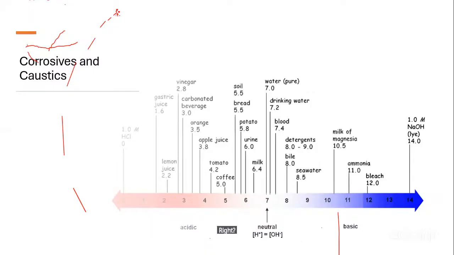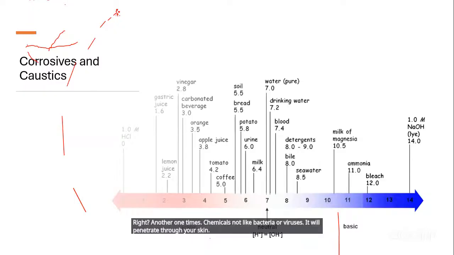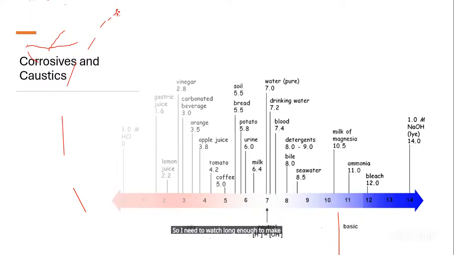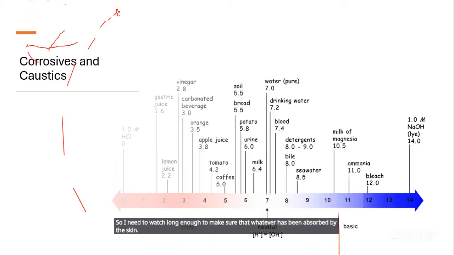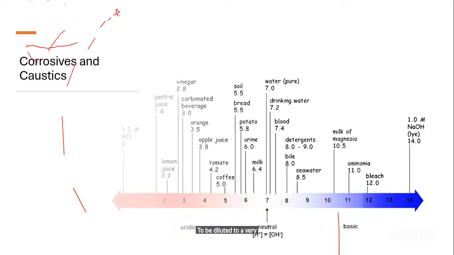Not at all times. Chemicals are not like bacteria or viruses. It will penetrate through your skin until it gets down. So you need to wash it long enough to make sure that whatever has been absorbed by the skin is diluted to a very, very low concentration that will have no effect on us. An example, I'll give you another example. Hydrofluoric acid, not hydrochloric with an F, hydrofluoric acid. If it spills in your hand, nothing will happen.